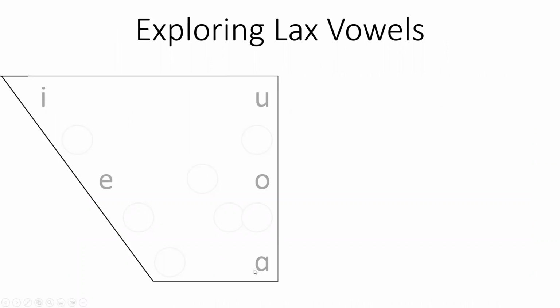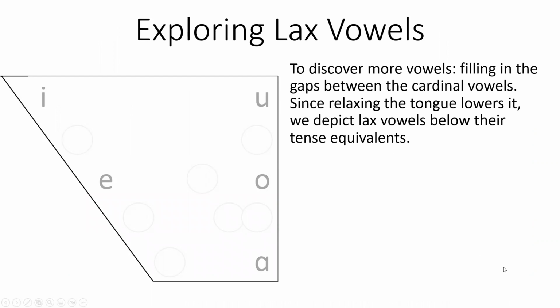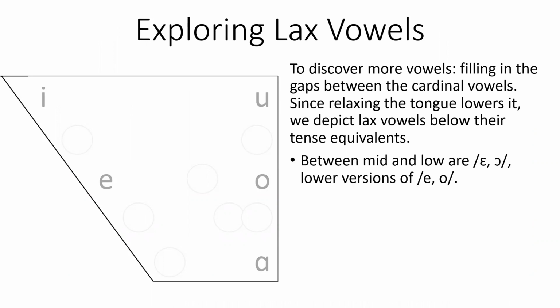Obviously, the one we looked at is called short O in that system. But a lot of the other ones will be what we're going to call lax vowels, phonetically speaking. Just the way we found those mid vowels by filling in the gap between the point vowels, we're going to find the lax vowels by filling in the gaps between the cardinal vowels. Even though they're lax vowels, so we are relaxing the tongue, when you relax the tongue, gravity takes over and the tongue goes a little bit lower. So we represent lax vowels below the tense vowels.